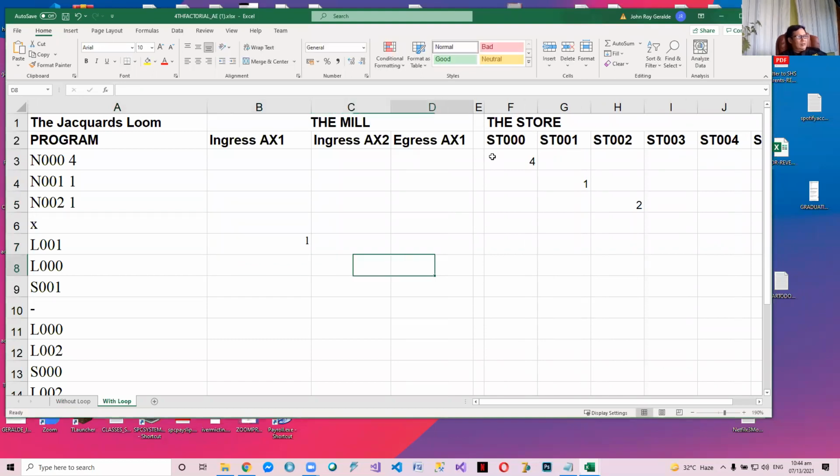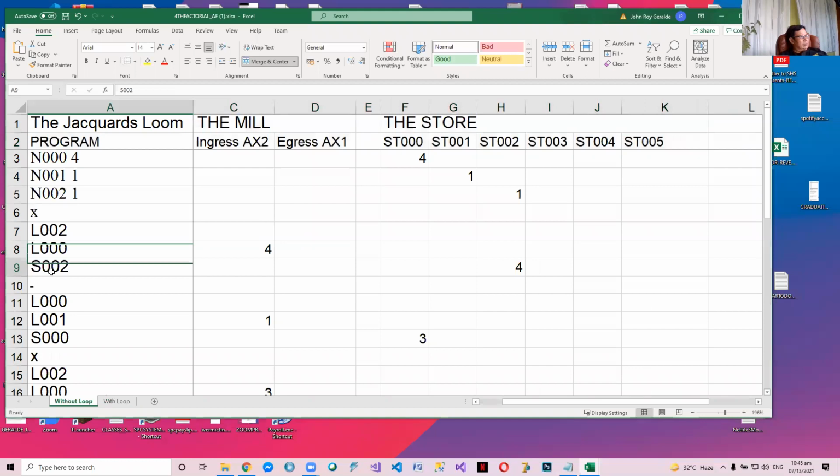Okay. L00, this becomes 4. Okay. S001, so 4 times 1, this becomes 4. That's the first partial product. Bakit 001? It should be S002. Let's look at that in the without loop. S002 dito eh.